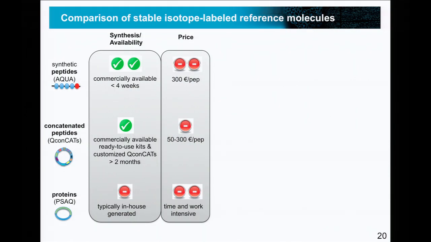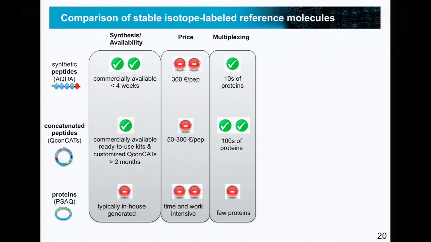One AQUA peptide is in the range of at least 300 euros per peptide. And as we learned yesterday, you should always quantify proteins with several peptides per protein. So if you need to order 3 or 4 or 5 peptides per protein, it gets really, really expensive. But the same is also true for these other two approaches, which are also very expensive.